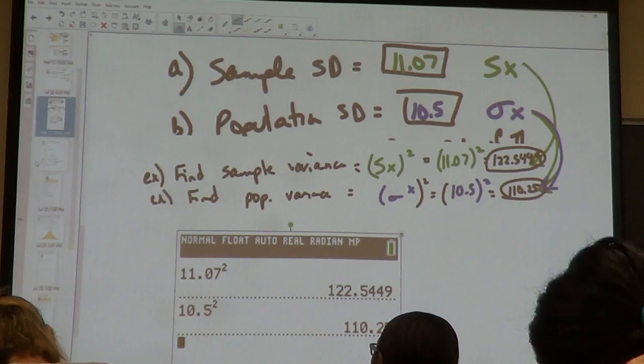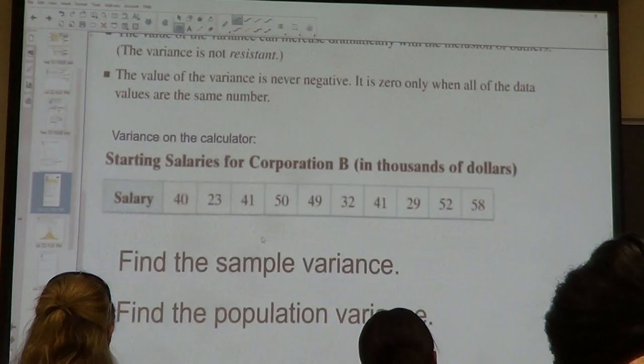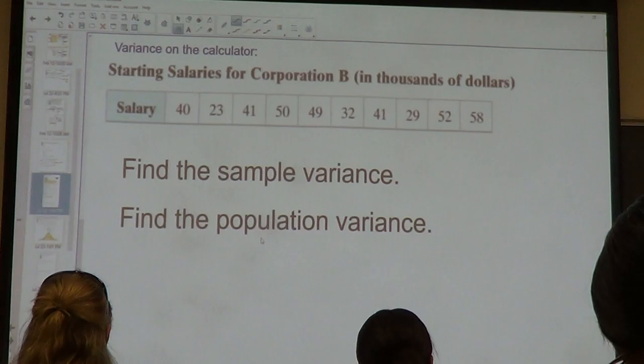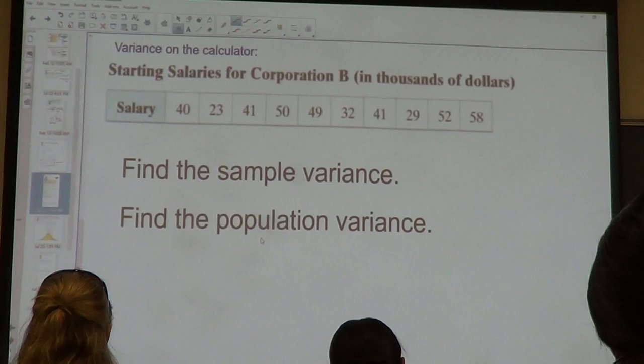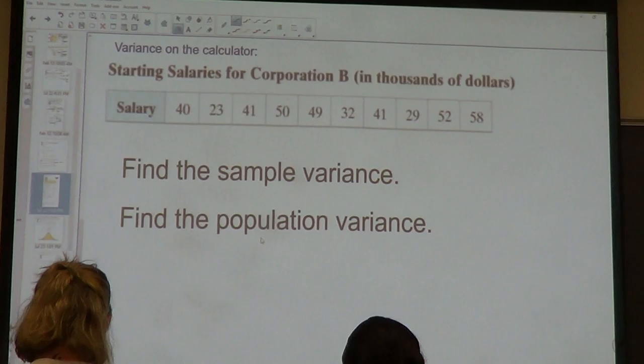So, oops, that was that. So for this one, it says find the variance on the calculator. I want to know the sample variance, and I want to know the population variance. Variance is the standard deviation squared.